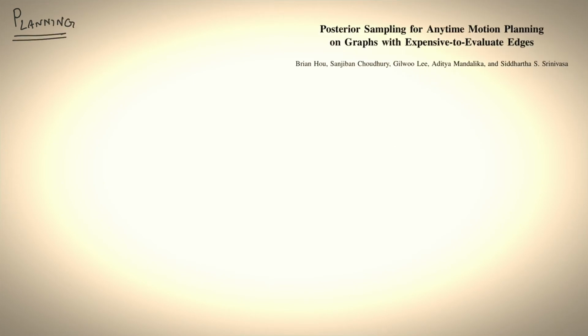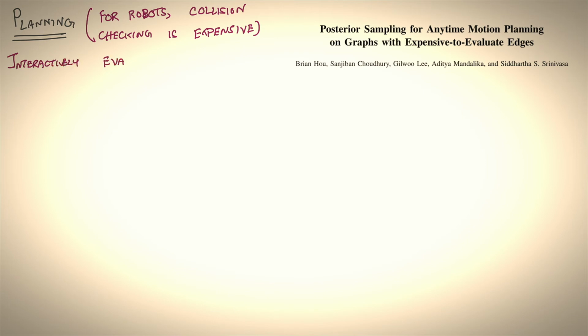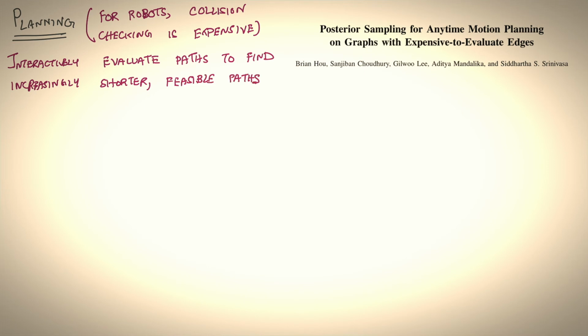Finally, last but not least, let's talk about real-time planning. So this is some of my own work with Brian Hu on posterior sampling with anytime motion planning. Now, a key bottleneck in robot motion planning is collision checking. So checking the geometry of the robot against environment to see if it's feasible. That's a very expensive step. And so the idea is, can we have a planner that's interactively evaluating paths to find increasingly shorter feasible paths over time.